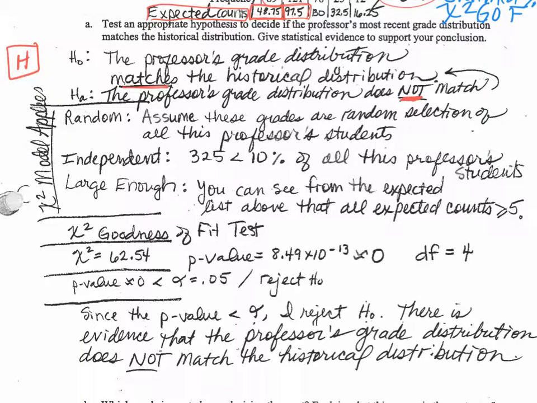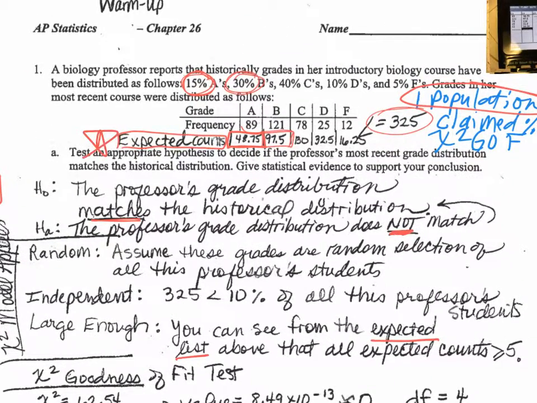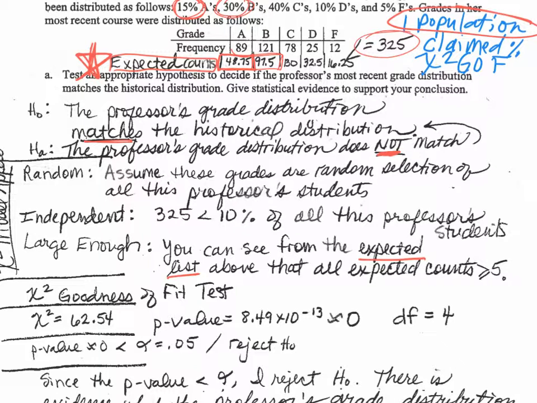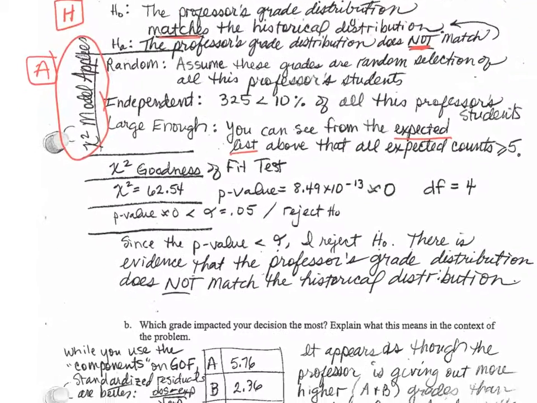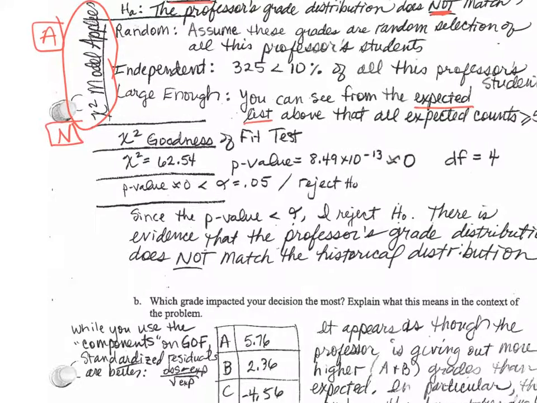For large enough, you can see from the expected list above, that is why I had to label that those were the expected counts. I'm referencing that all expected counts are greater than or equal to 5. If I had listed them all there, that would have been fine, but somewhere I need to list them. So do not forget to conclude that the chi-squared model applies. Those were our assumptions in the model. As we said earlier, it is a chi-squared goodness of fit because it has one population.